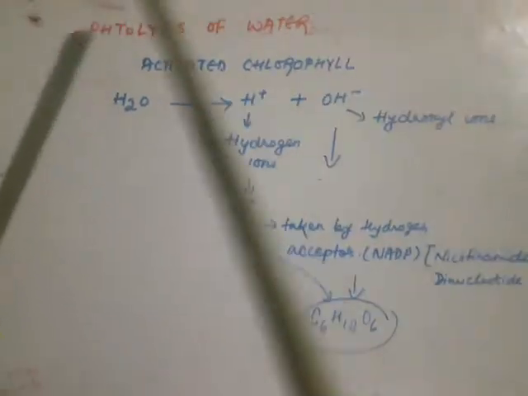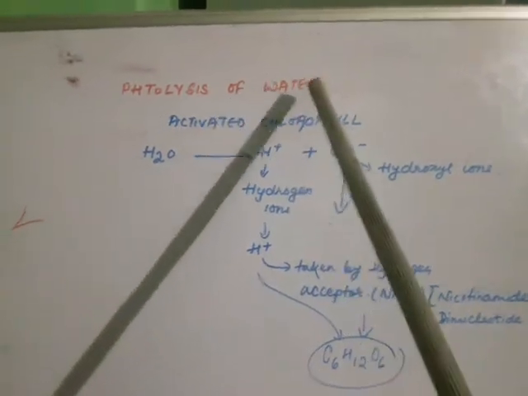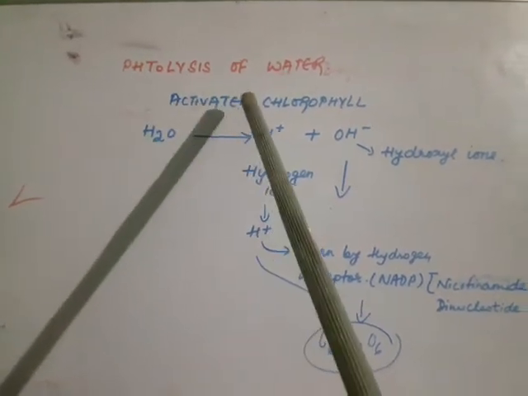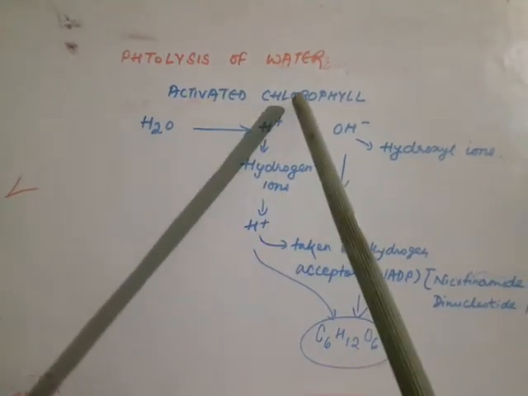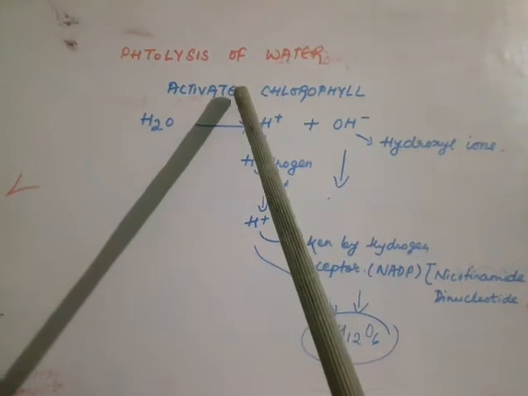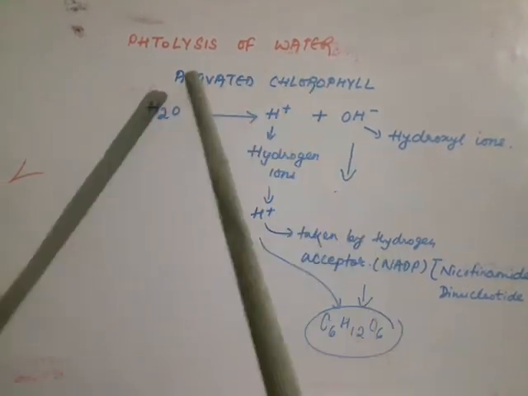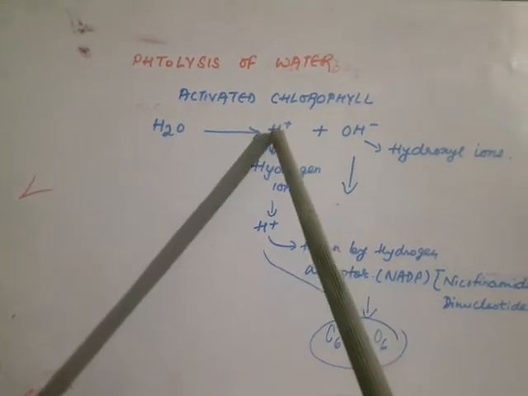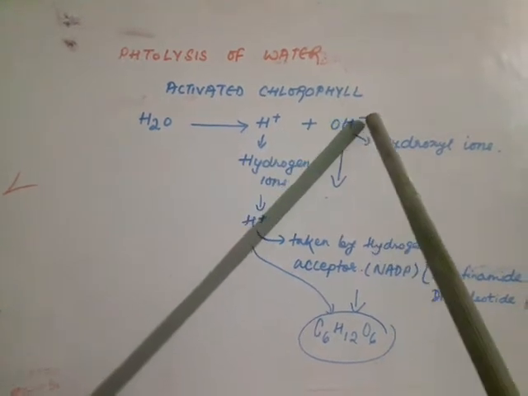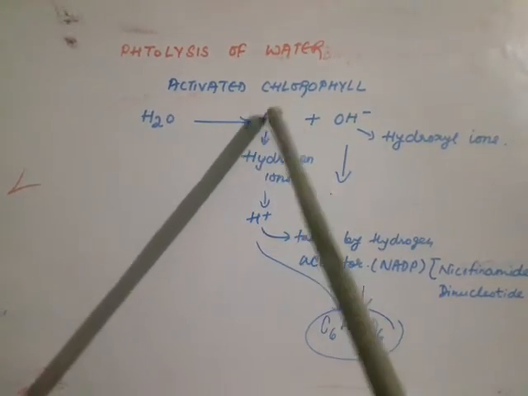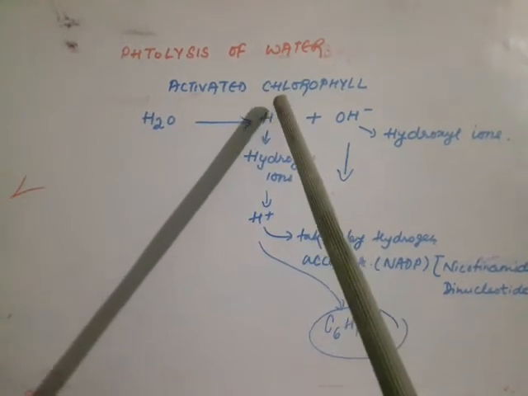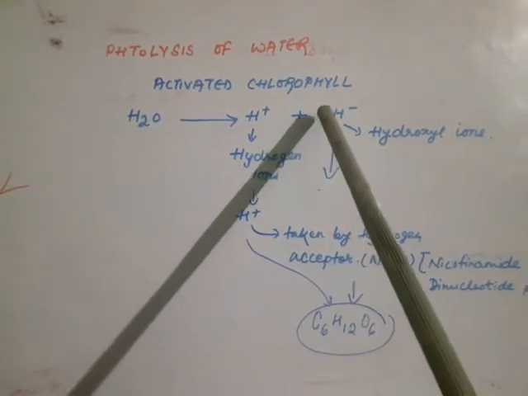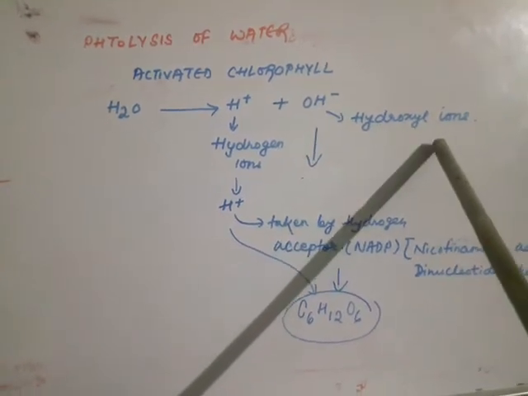Now the second step of photosynthesis is photolysis of water. In the first step we have seen the activation of chlorophyll, where the chlorophyll becomes charged or activated. Now this activated chlorophyll helps to break down the water molecules into two parts, H plus ions and OH minus ions. I think you have done this in chemistry. H plus means charged elements. H plus means hydrogen ions, and OH minus is called hydroxyl ions.